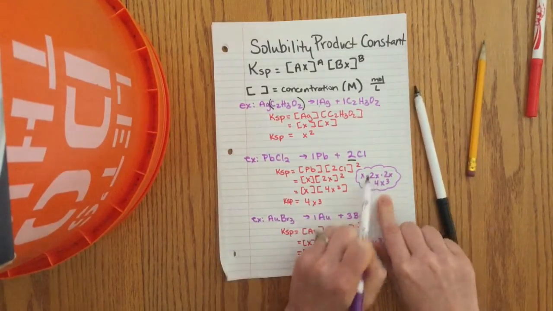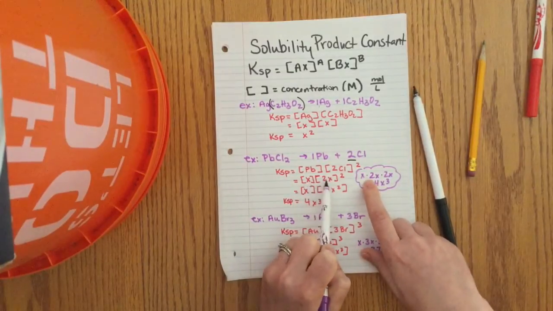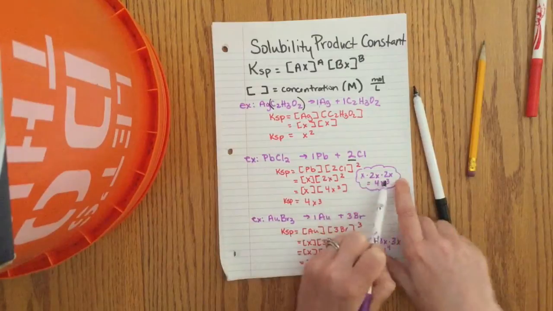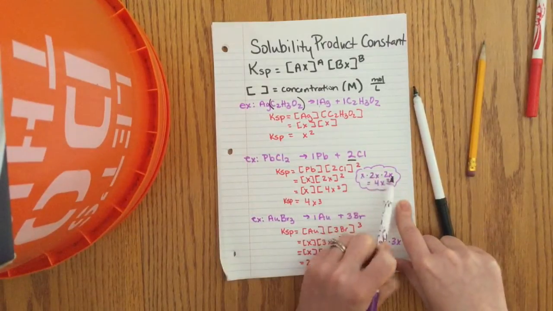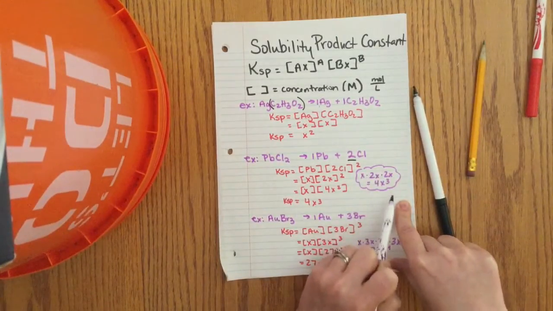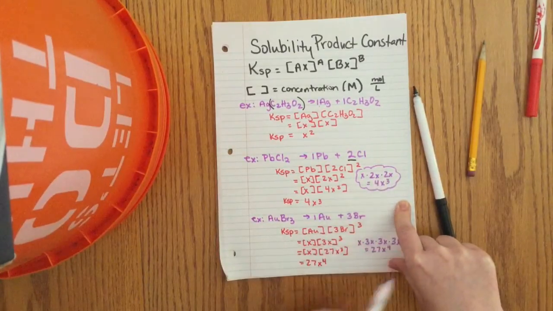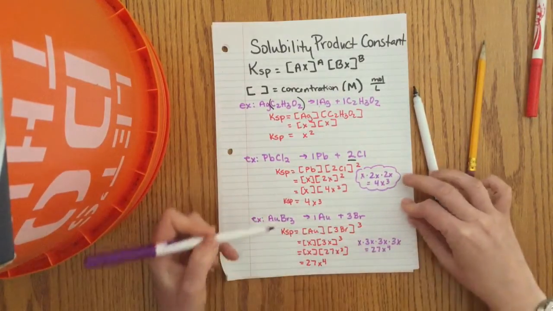Just as another way to look at this, if I see that I have 2X squared, it's the same as saying X, 2X, and 2X. So X times 2X times 2X would be 4X to the third. 1, 2, 3 X's, and then 2 times 2 gives me 4. Okay, so let's look at my last situation.